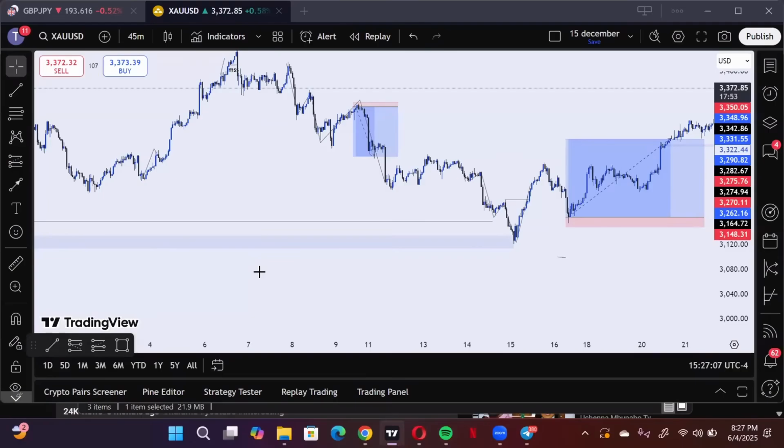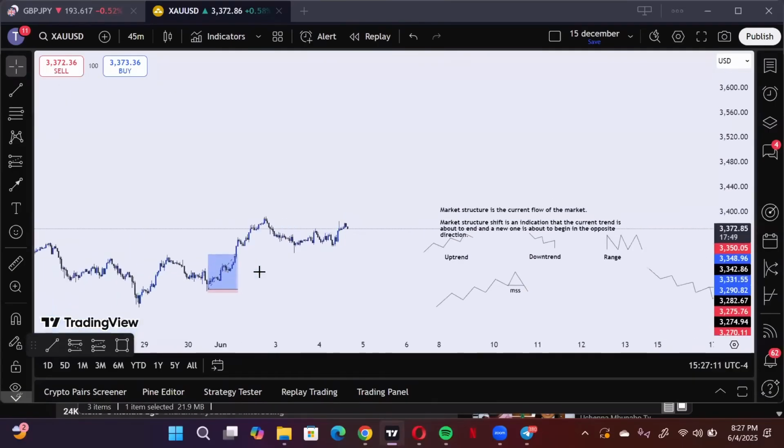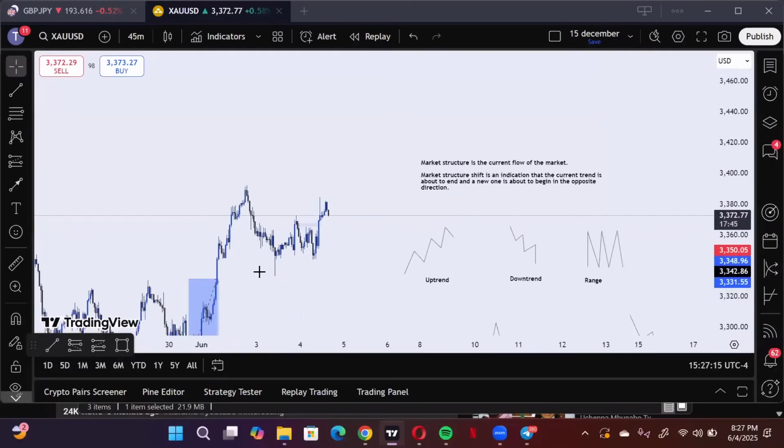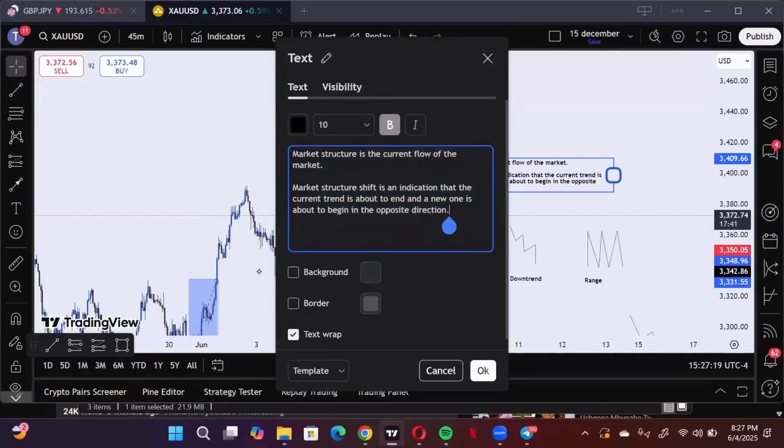A break of structure is basically a scenario where the market keeps breaking key levels while maintaining its current trend. A market structure shift is an indication that the current trend is ending and a new one is about to begin in the opposite direction. But a break of structure is a scenario where the market keeps breaking key levels while maintaining its current trend. So in structure shifts, you are trading opposite of the current trend, but in break of structure, you are trading in line with the current trend.